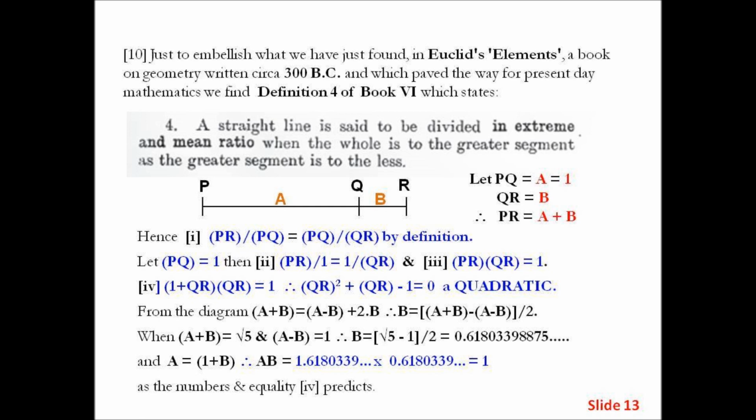Hence 1. PR divided by PQ is equal to PQ divided by QR by definition. Let PQ equal 1, then 2. PR divided by 1 is equal to 1 divided by QR, and 3. PR times QR equals 1.